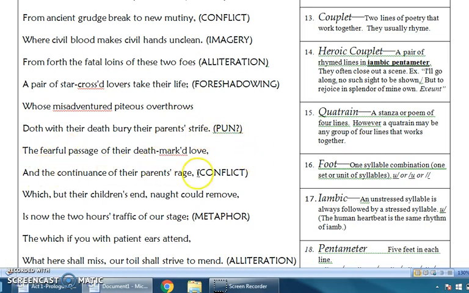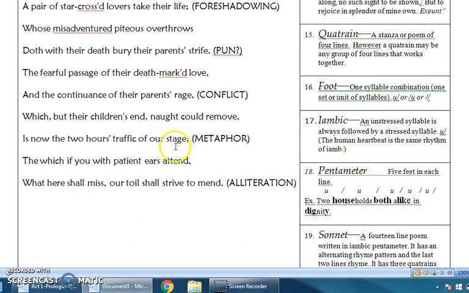This line talks about the conflict with the continuance of their parents' rage. "Is now the two-hour traffic of our stage." When we talk about the traffic of the stage, we're talking about acting. So this whole idea of traffic, which we think of cars and honking horns, that's not what it means here. This means the activity of the stage, which is acting. And so it's a metaphor for what happens on the stage.